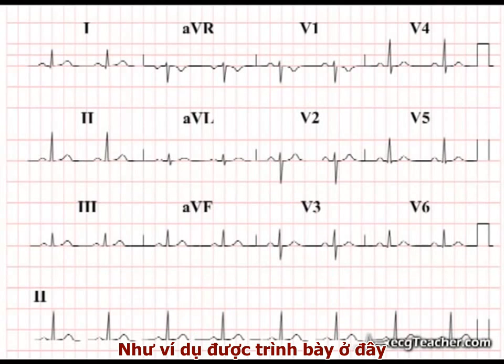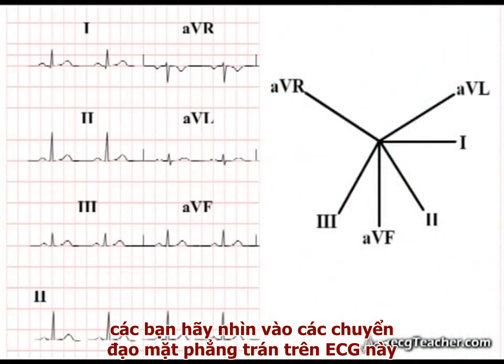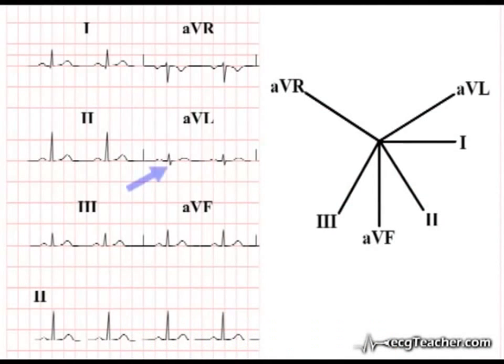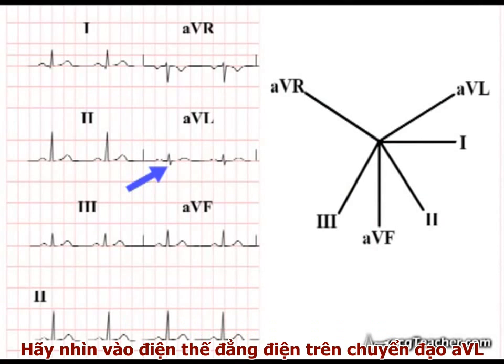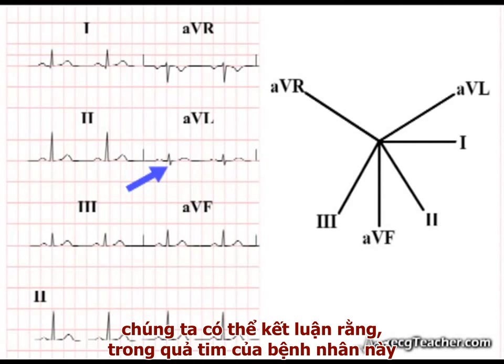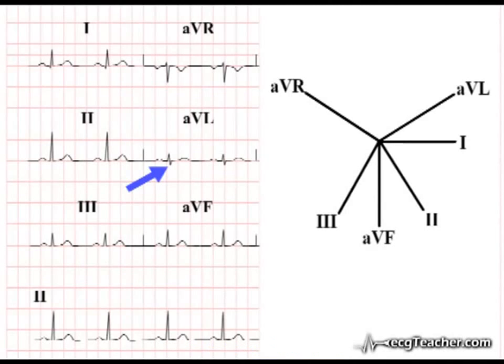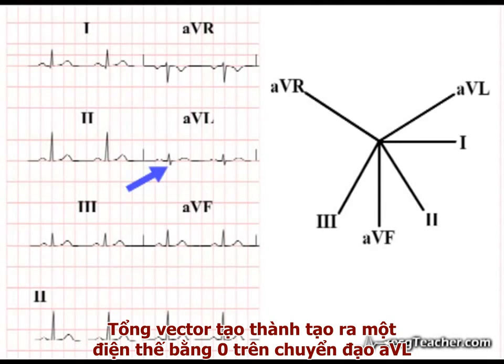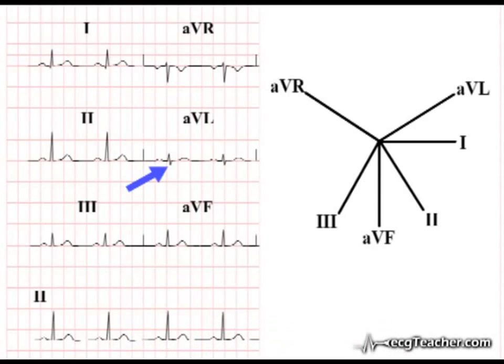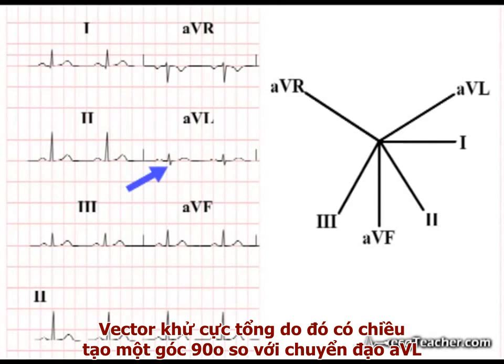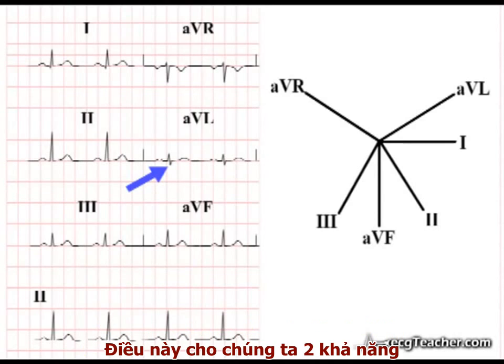As an example of this sort of analysis, look at the frontal leads on this ECG. Observing an isoelectric QRS complex in lead AVL, we can conclude that in this patient's heart, if we add together all of the ventricular depolarization vectors occurring in the frontal plane throughout the duration of the QRS complex, the total vector generated has no net magnitude in the direction of lead AVL. The total vector must be traveling at 90 degrees relative to that lead. This gives us two possibilities.